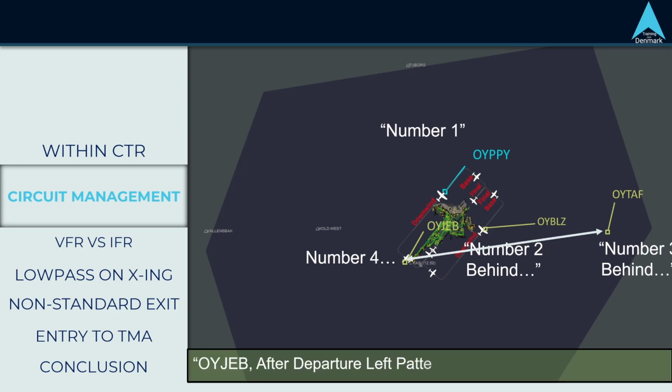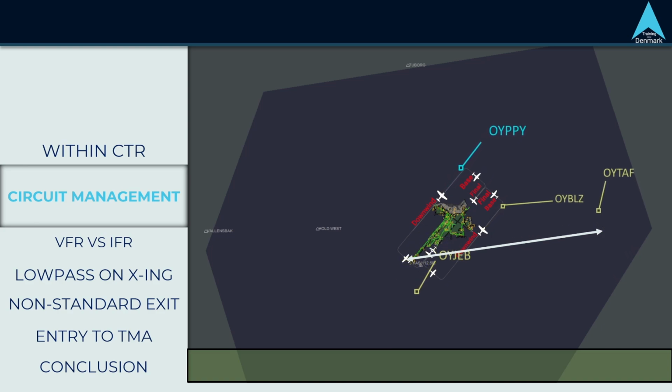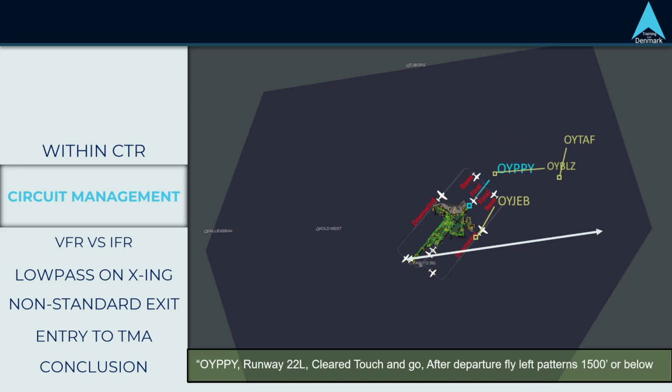When you say after departure, left patterns runway 22 left, 1,500 feet or below, which is the way to clear the circuit from the ground, keep in mind if you change the patterns of, for example, Papa Yankee, who had a right circuit, but now you need to do left circuits, then a new clearance must be instructed. Asking Papa Yankee, runway 22 left, cleared touch and go. After departure, left patterns runway 22 left, 1,500 feet or below.